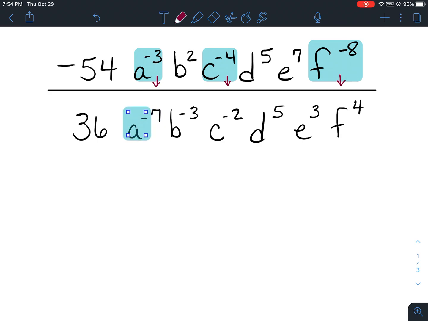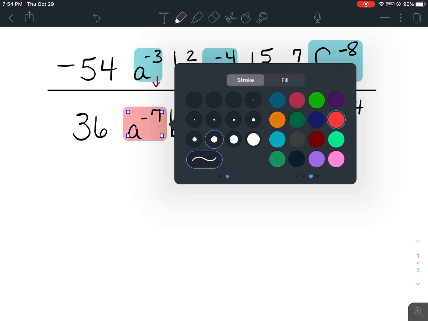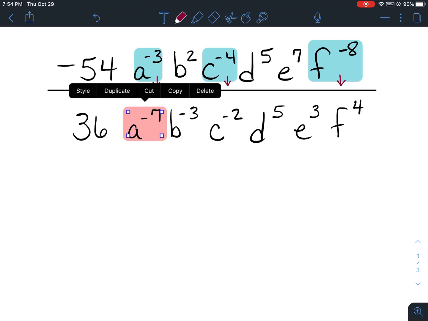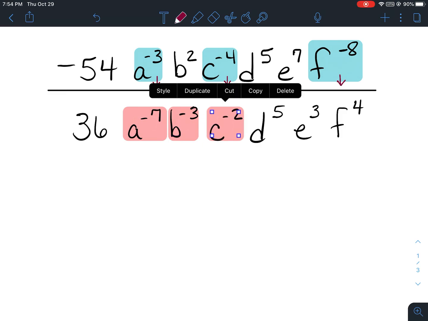In the denominator, I have a to the negative seventh. That would need to move. B to the negative third, I should say. C to the negative 2. So there are the terms that have negative exponents. So this should move to the numerator, this should move to the numerator, and this should move to the numerator.